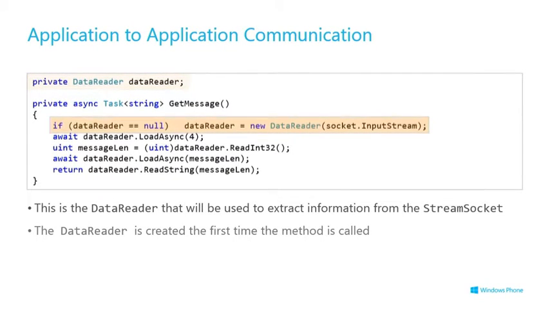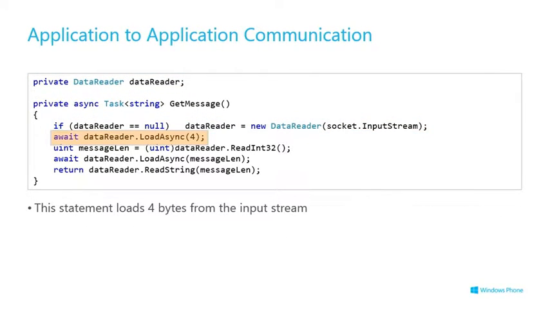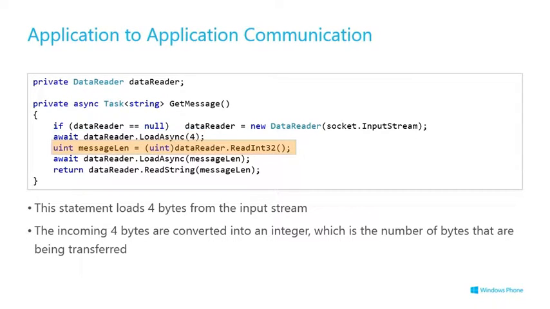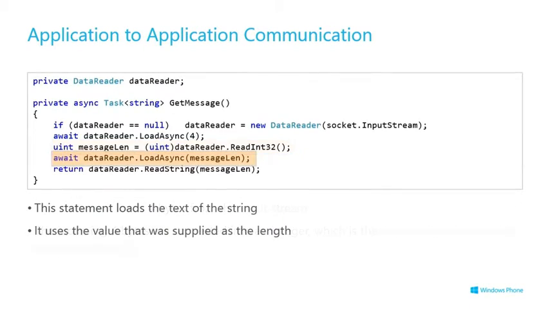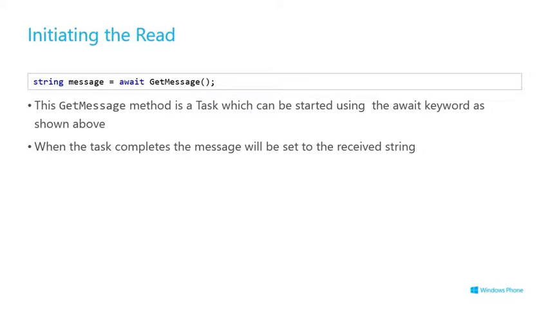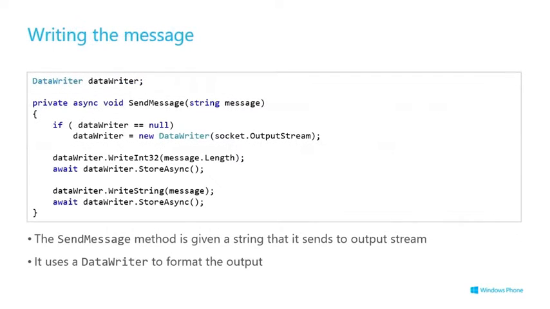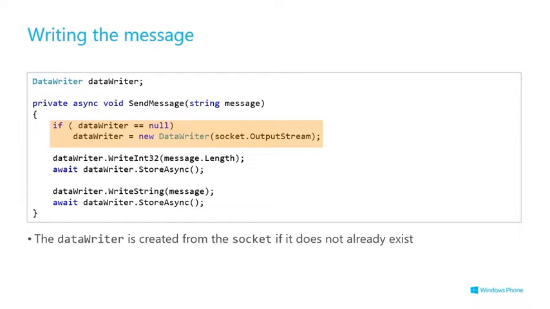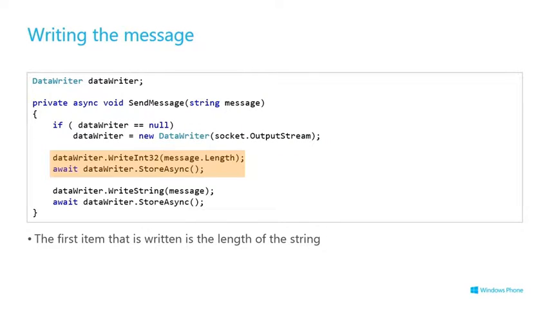This is where we new up our data reader. This is where we read in the first 4 bytes, and we turn that into an integer, and then we load that message and read the string. So there we go. And that's how you would actually call that get message. On the sending side, we have a data writer. We new up the data writer. We write to that stream the length of the upcoming message, so we're writing an int32 to it. Store async actually writes it to the socket, so that gets sent over.